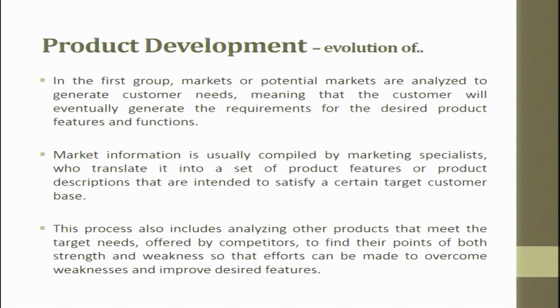In the first group, market or potential markets are analyzed to generate customer needs, meaning that the customer will eventually generate the requirements for the desired product features and functions, which very rarely happens. If somebody asks you, what would you like or what is your expectation from a pen? It is very difficult as a customer. I just say it has to write smoothly. Is it all about that? Then I might say it should not flow. Then I will say it should not get refilled, or it should exist for infinity time.